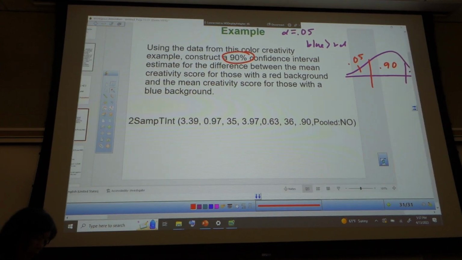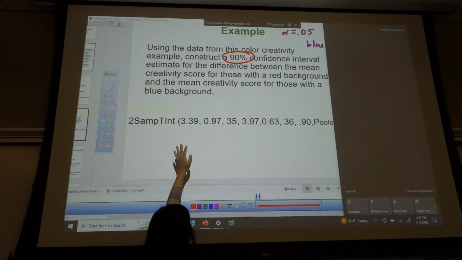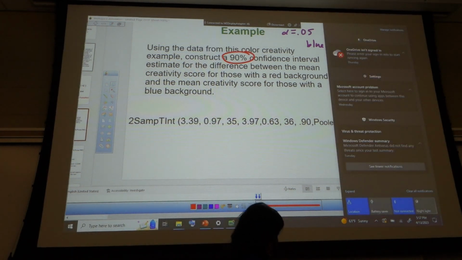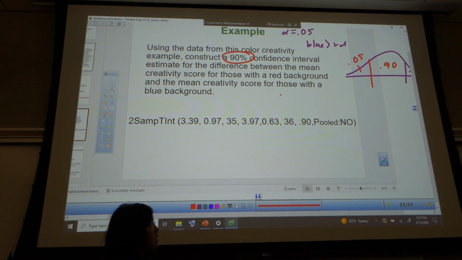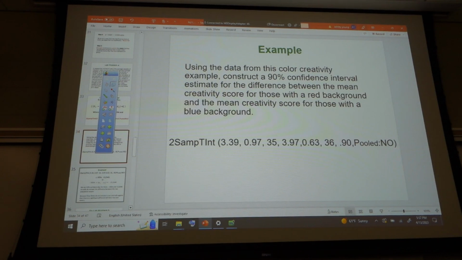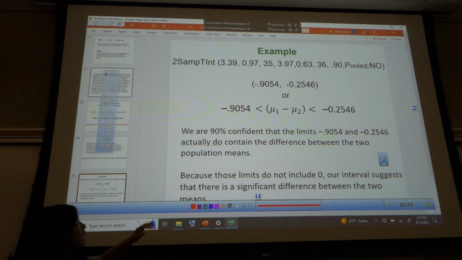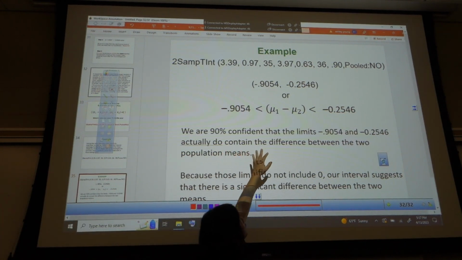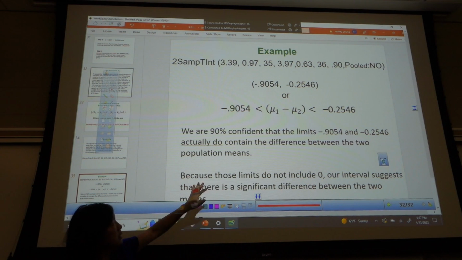So I'm going to look at the 2-sample t interval. I'm going to put in my x bar 1, s1, n1, x bar 2, s2, and n2, and then the 90% confidence interval, pooled no. And we will magically get negative 0.905 to negative 0.2546. So in other words, the difference between them is negative.